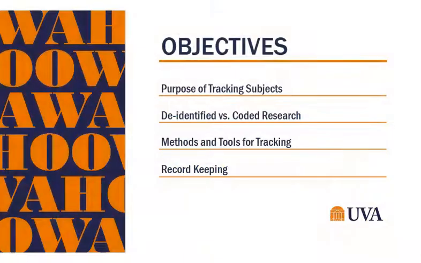So today we're going to talk about the purpose of tracking study participants, clarify the difference between de-identified versus coded data for research studies, and look at some methods and tools for tracking. And then we're going to finish with going over some good record-keeping practices.